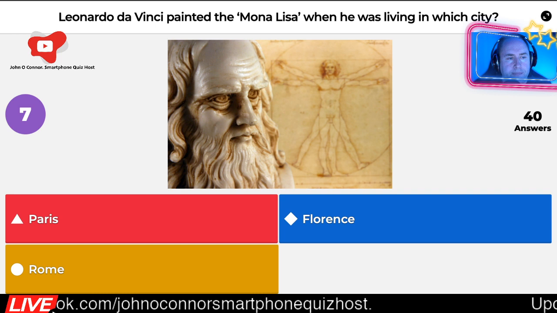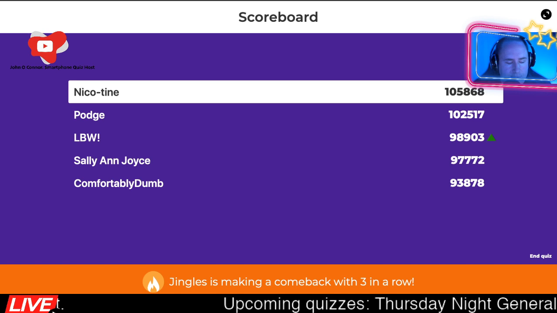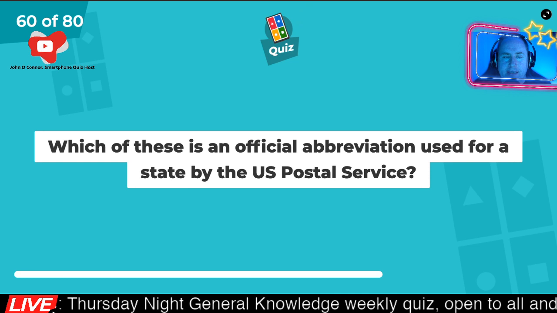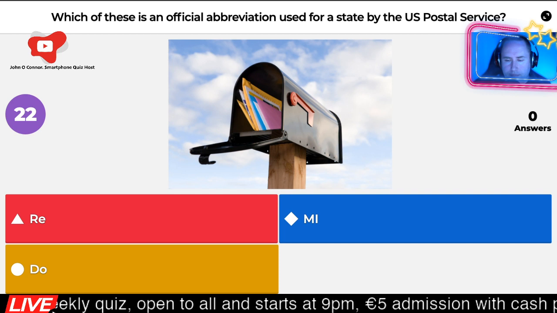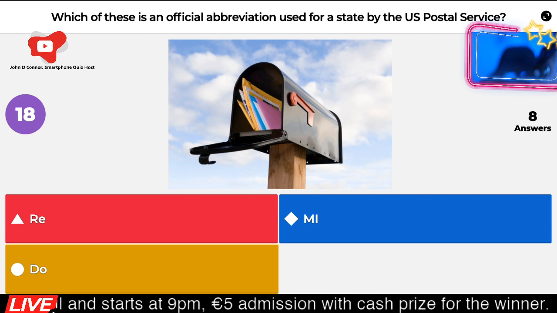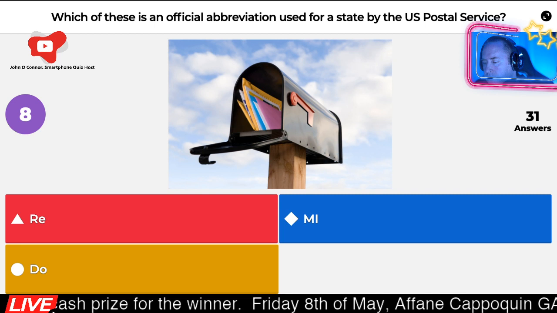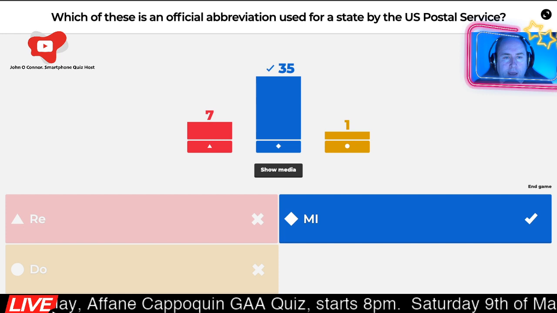Thirty-five correct answers. It is Florence. LBW moving into third with this one. Okay, let's get one more before we take our third and final break. Which of these is an official abbreviation used for a state by the U.S. Postal Service? Go for it. 35 correct answers with MI.